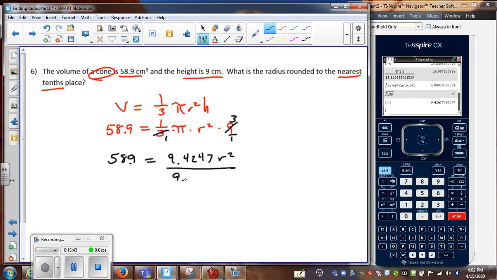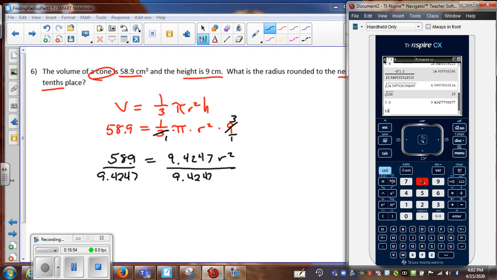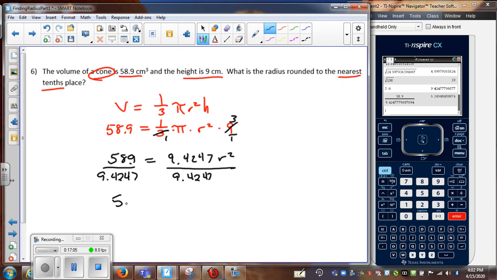The opposite of multiplying by that is dividing by that. So I'm going to go 58.9 divided by, I'm going to use my answer function, and I get 5.2494. And actually it looks like I copied that wrong. This would actually be a 6 is equal to r squared.